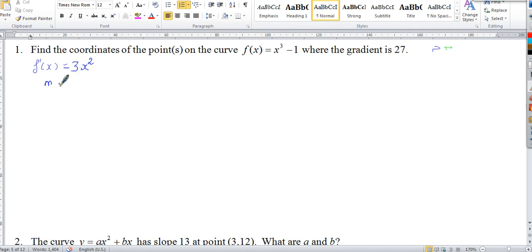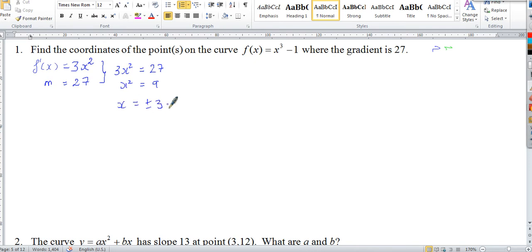Okay, so if I'm looking for a slope of 27, right, what I'm really saying, put these two together, is that I want to know where does this function, which describes the slope, where is that equal to 27? So I'm going to solve this, divide by 3 on both sides, getting x squared equals 9, and then x, watch out here, is plus minus 3.